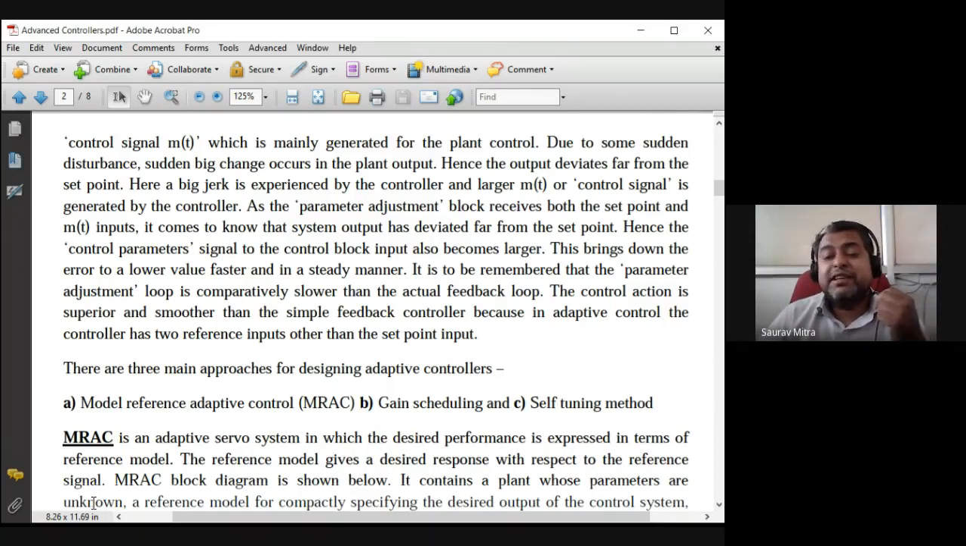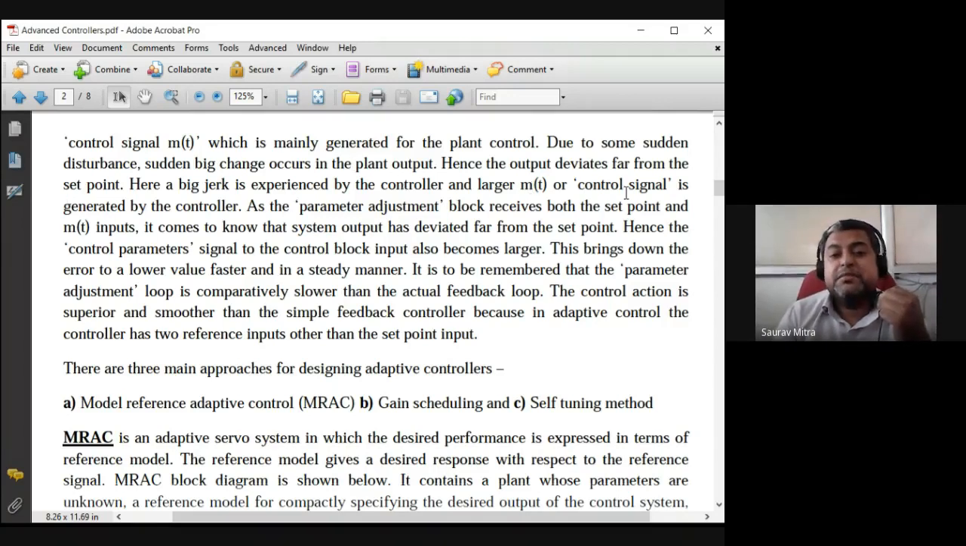Maybe 2, 3, 5, 10, or 20 loops of corrective action may have taken place in case of pure feedback control. But in case of adaptive control, that will happen within 3 to 4 control loops. That is where adaptive control is superior. So it is written here, due to some sudden disturbance, a sudden big change occurs in the plant output. Hence, the output deviates far from the set point. Here, a big jerk is experienced by the controller and a larger MT or control signal is generated by the controller. Generally, in a feedback controller, this happens.